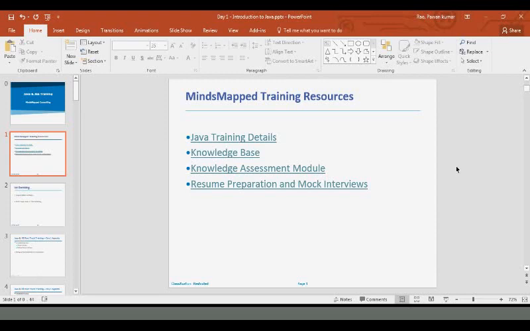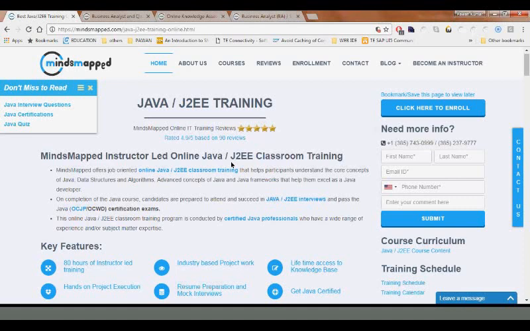Okay, the first thing, this is part of the MindsMap training, and I'm a trainer with MindsMap. I have a few links over here which I want to show you, that we have in our site that you can refer to as we go along. The first thing is the details about the Java J2EE training. I think this is the page that every one of us would have already gone through. This is the MindsMap Java J2EE training, the first page that anybody would visit.